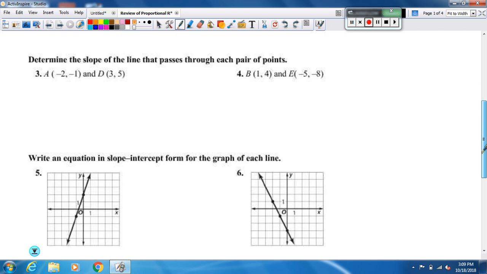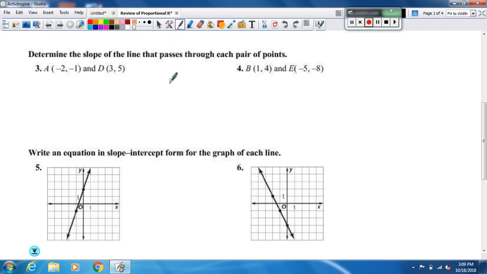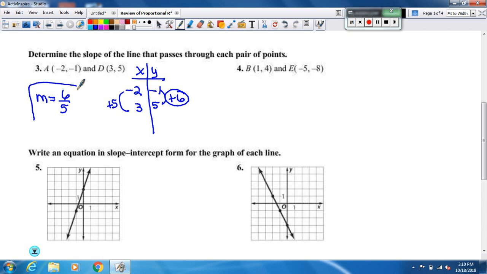Okay, we're going to determine the slope of the line that passes through each pair of points. It's pretty much done the same way, except you have to construct the xy table first. So -2 is next to -1, and 3 is next to 5. Okay, to get from -1 to 5, you have to add 6. And to get from -2 to 3, you have to add 5. So your slope is 6 over 5. Circle number on top. Don't change it to a mixed number or a fraction, just leave it alone.